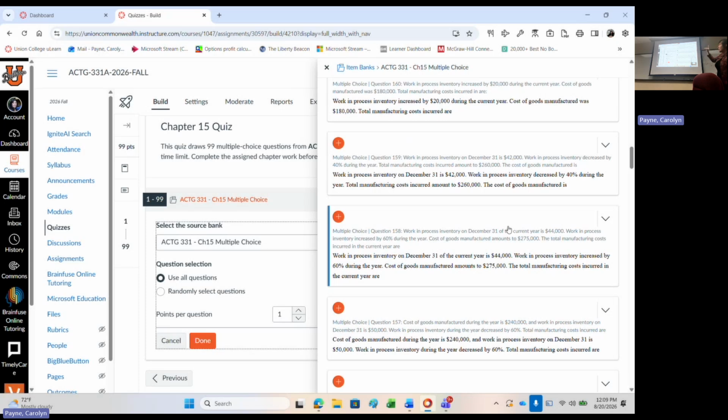All right, so cost of goods manufactured is 180. Work in process increased by 20,000. Okay, so we don't know what the beginning and the ending was, but we just know that it increased. So we can plug in any number, right? So we can say that the beginning is 0 and the ending is 20. That's an increase of $20,000, right? So it'll work.